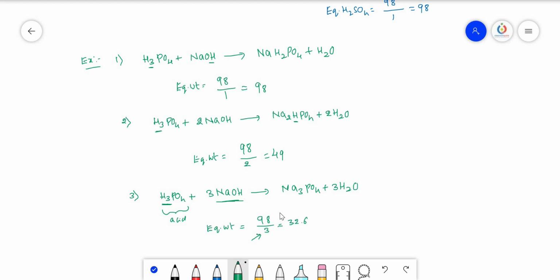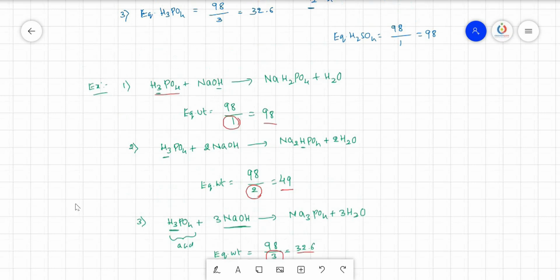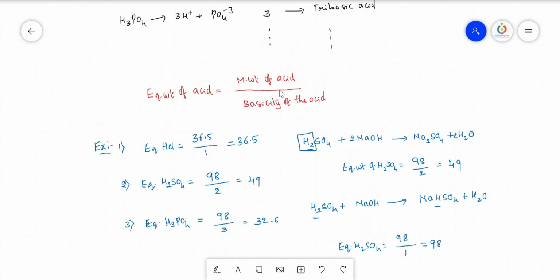So the basicity of the acid is nothing but the number of H plus ions released by the acid in that particular chemical reaction. It is not always a constant, it depends on the chemical reaction. So in the first reaction, H3PO4 equivalent mass is 98, in the second reaction 49, and in the third reaction 32.6, because in the first reaction it released only one H plus ion, in the second reaction H3PO4 released 2 H plus ions, in the third reaction H3PO4 released 3 H plus ions. So in this way we have to calculate the equivalent mass of the acid, which is always molecular mass by basicity of the acid.